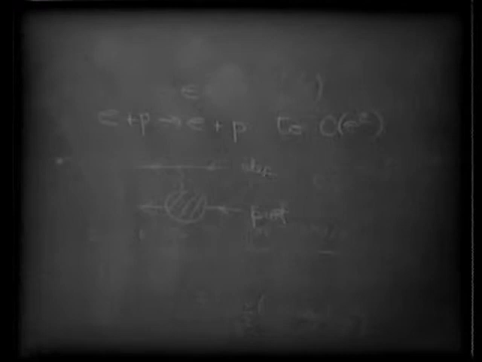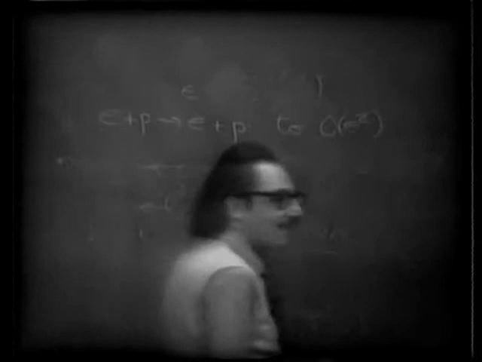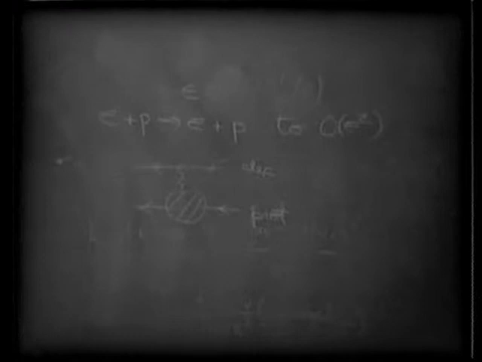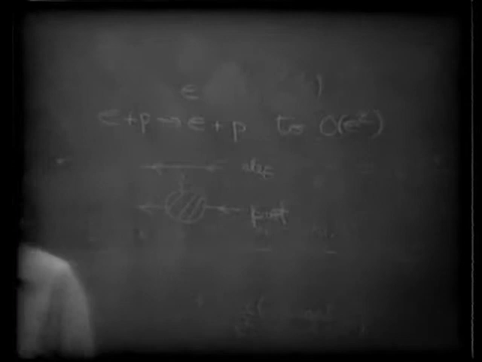This blob is unknown, unless you can solve the strong interaction problem, in which case, what are you doing sitting in this class? But one thing we know about it is that it's the same blob that appears in this process, and therefore it is given completely in terms of F1 and F2 for the proton. We may not know what those functions are until we can solve the strong interaction problem, but we know there are just two of them. Therefore, we have a great simplification in studying electron-proton scattering.